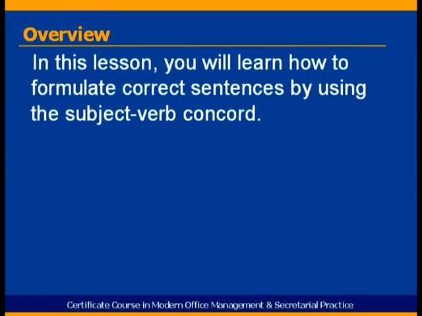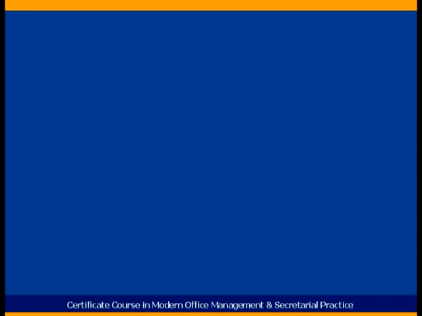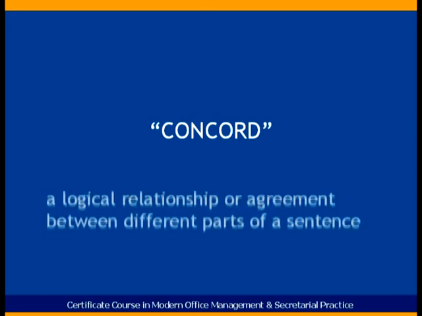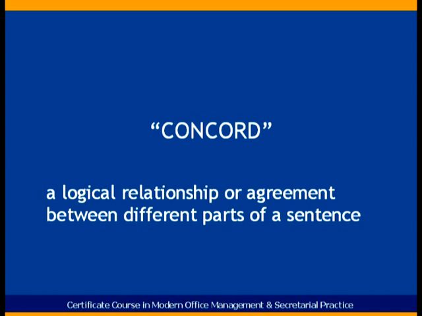Overview. In this lesson, you will learn how to formulate correct sentences by using the subject-verb concord. Concord refers to a logical relationship or agreement between different parts of a sentence. There are a few basic rules that need to be followed so that different parts of a sentence agree with one another.